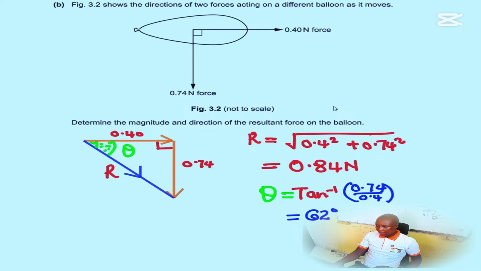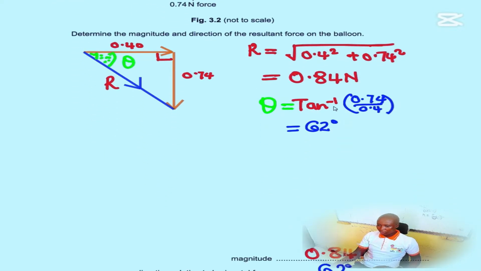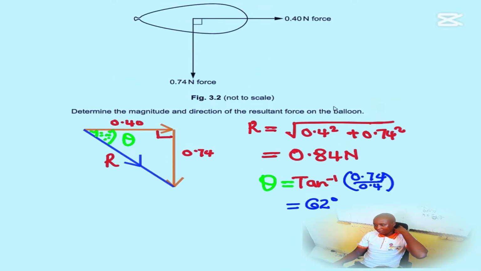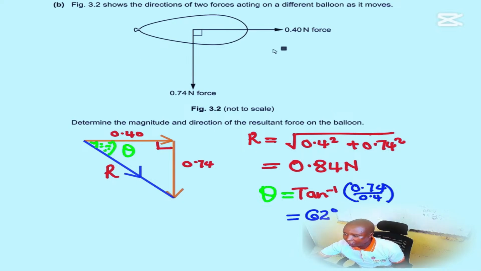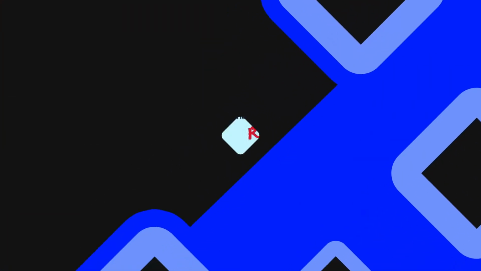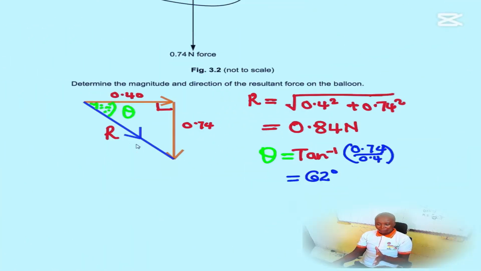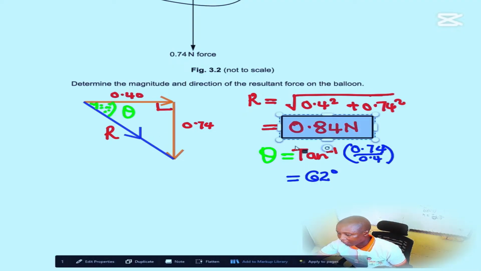Another key concept for you to remember is how to combine different forces acting on a body. What I did was move this force in front here so that I could work out the resultant force. When we have forces which are perpendicular, we use Pythagoras' theorem, so the resultant force R is the square root of 0.4 squared plus 0.74 squared. Finding the square root of that, we get our answer as 0.84 newtons.